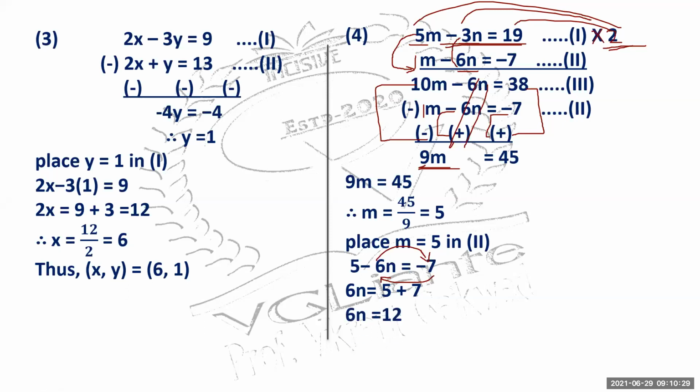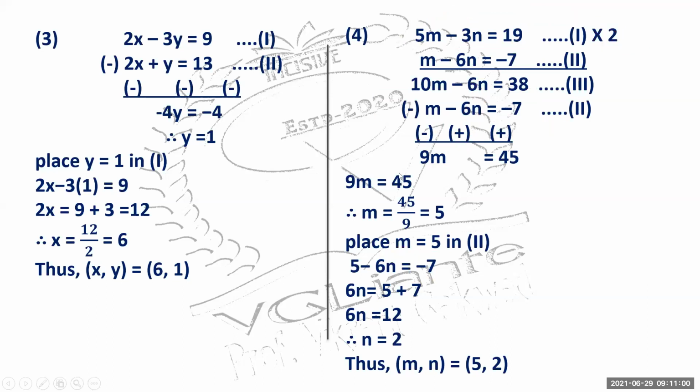So you can get the value of n very easily. n equals to 12 upon 6. So that is equal to 2. Thus m comma n equals to 5 comma 2. You've got both the values with you. Is this clear to all the students? Hope there are no doubts. We'll move to the next question.